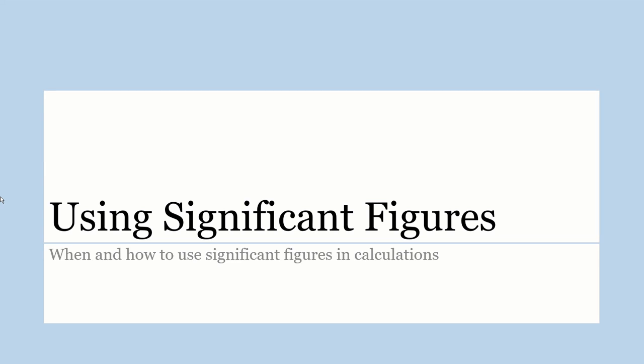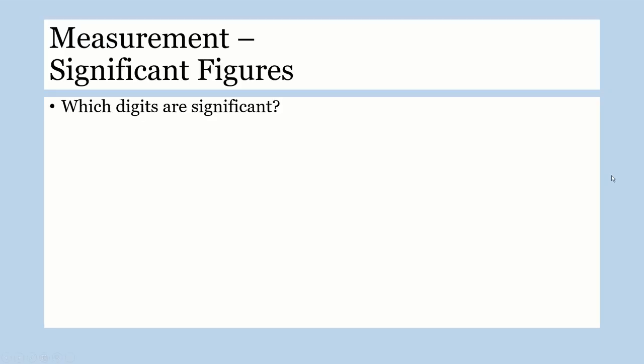So we're going to be talking about when using significant figures in your calculations, when and how to use them, what rules do you use, things like that. So this is when you're not necessarily measuring things, but rather when you're given a number, what do you do with it? So first thing you need to do is figure out which digits in your number are actually significant. Most of the time they're significant.